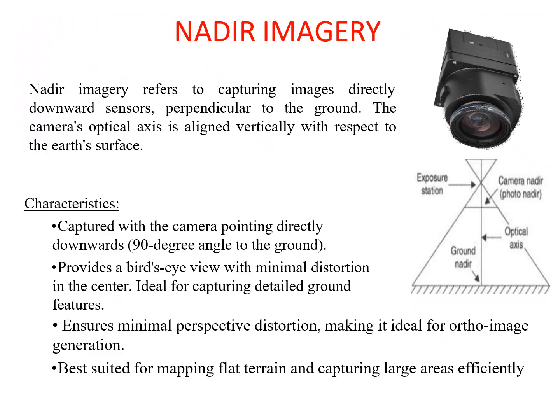Nadir imagery is when a drone's camera points straight down at the ground, like looking down from a ladder. This gives you a clear, top-down view with no distortion, perfect for making flat maps or measuring distances accurately. It's great for things like mapping farmland or roads because it covers big areas with clear details. It's like taking a perfect overhead photo.